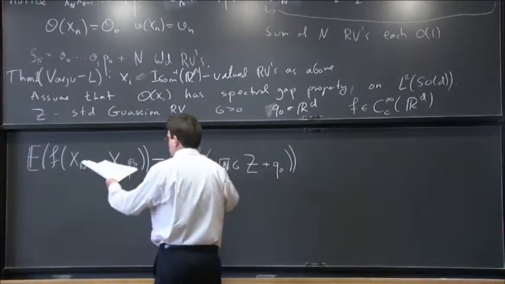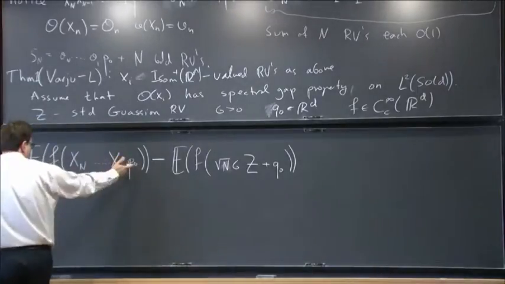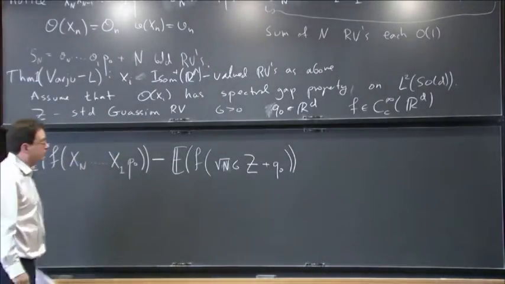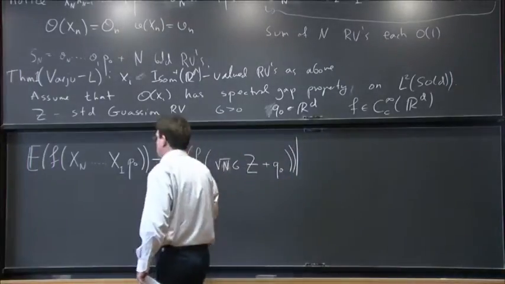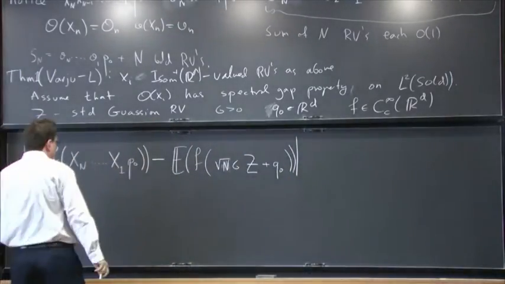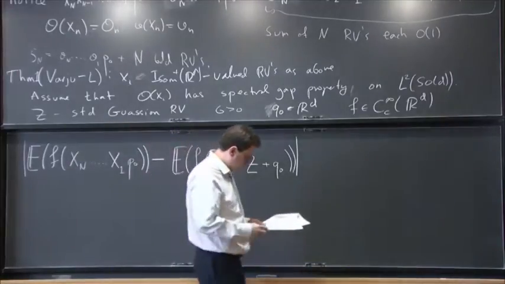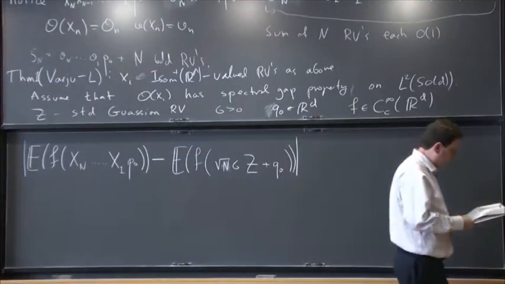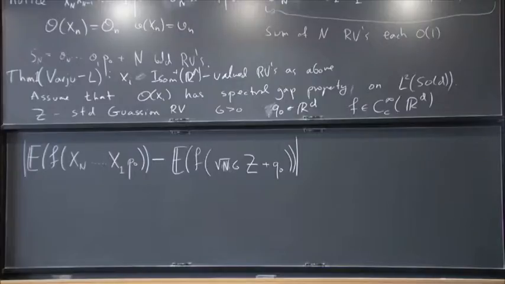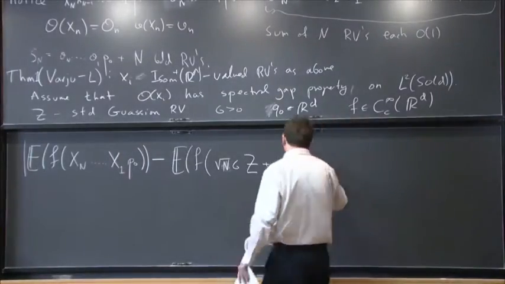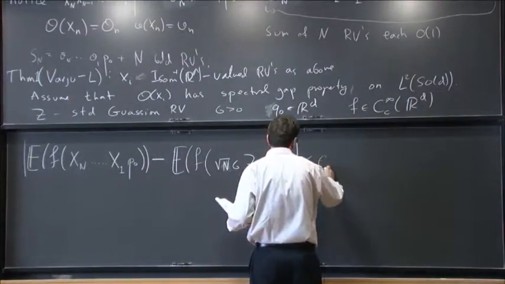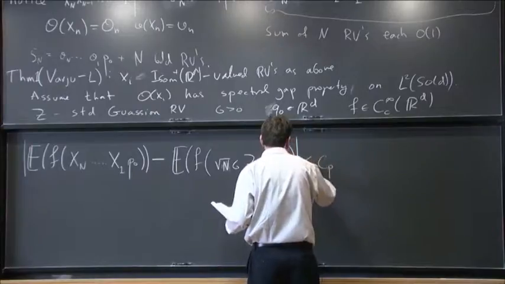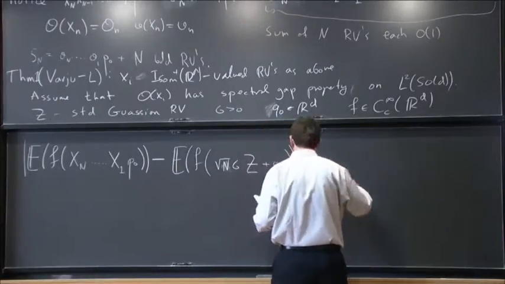So I have here the actual random walk distribution. I'm comparing it to a standard Gaussian distribution. And the difference is bounded by some errors. So what are the errors? It will be bounded by some constant depending on p.